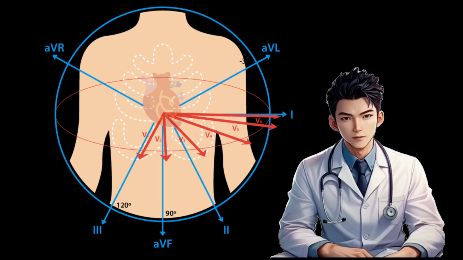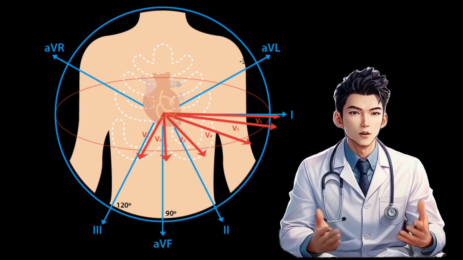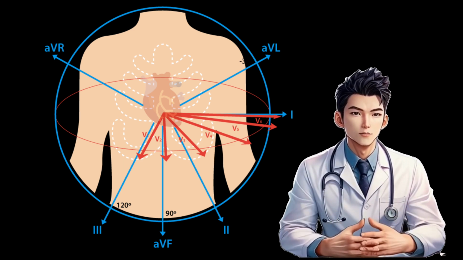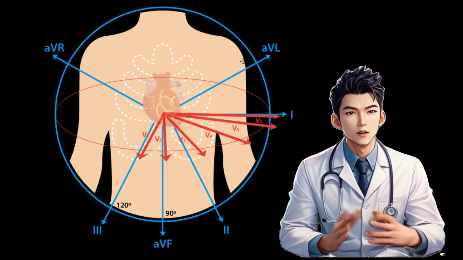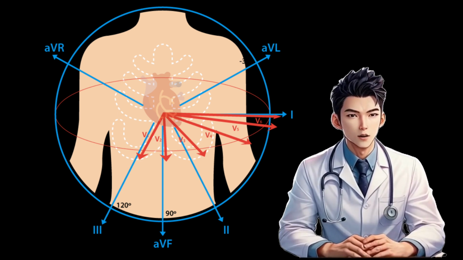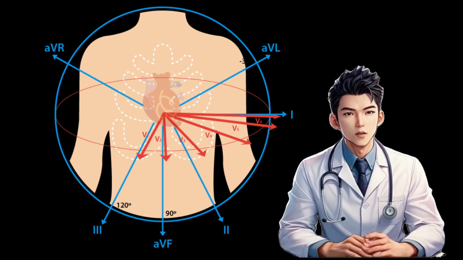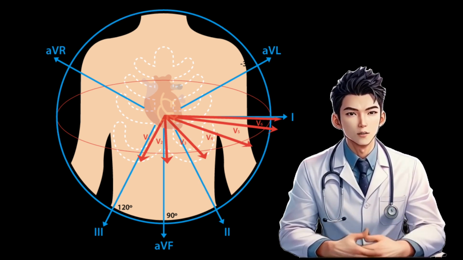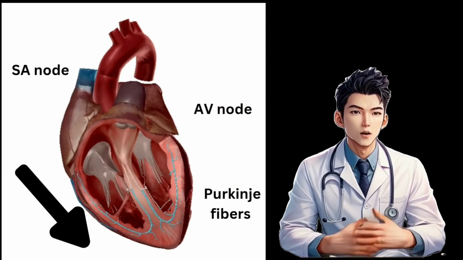Now, this is another picture to see how these hexaxial leads are looking at the heart in this plane and how leads V1, V2, V3 are looking from the front. Now, if we look at the normal flow of current, normally current flows from the SA node to the AV node to the bundle branches to the Purkinje fibers, and if we take a vector of flow of this current, that vector will be in the left lateral direction.